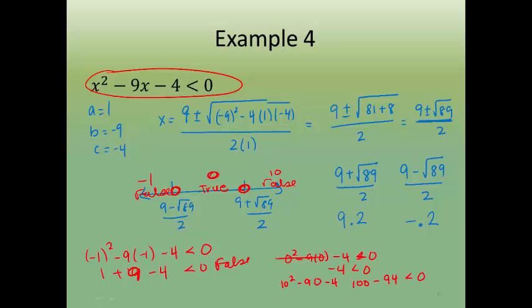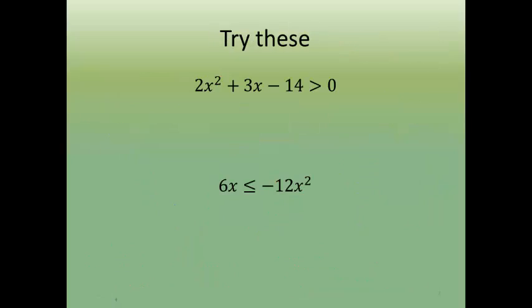So I ran out of room here at the bottom. So my solution is these soft brackets from 9 minus the square root of 89 over 2 up to 9 plus the square root of 89 over 2. All right, it's a very strange looking answer, but that is our solution interval from the smallest to the largest values that work for this quadratic inequality.